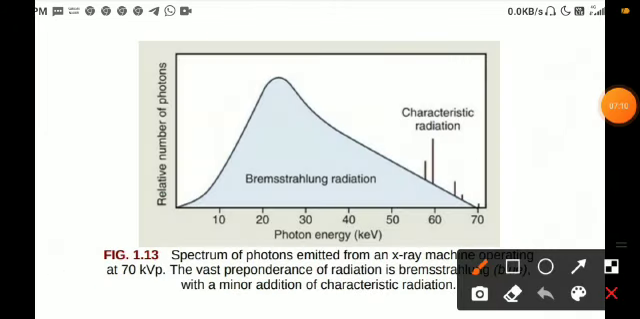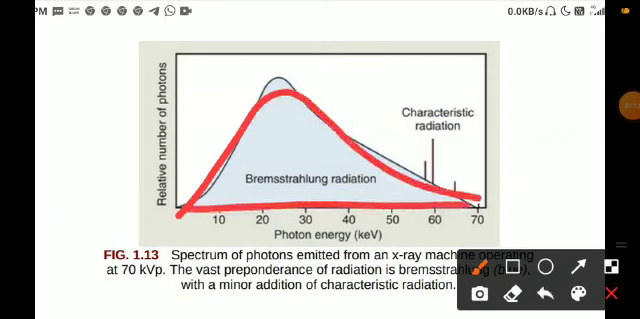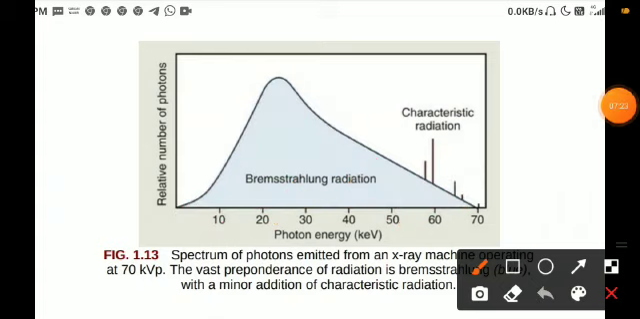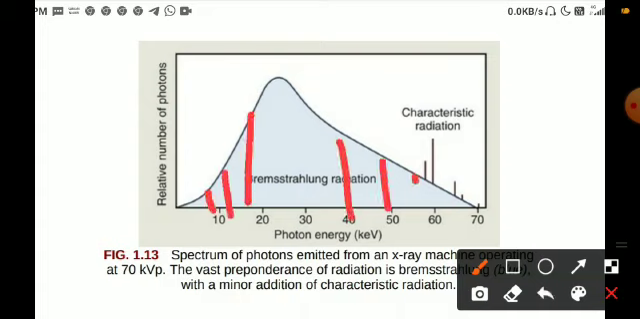Let's study about this graph. May ask in exam the wide area for the Bremsstrahlung radiation. Why this area is for the Bremsstrahlung radiation? There are some reasons. In the X-ray tube, kVp, that is potential difference, may change, which produces different types of photon energies. These different energies, when producing the X-ray through the Bremsstrahlung radiation, also may vary. That's why the variation is seen.